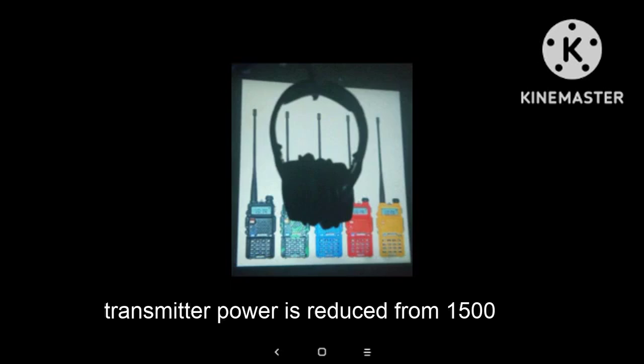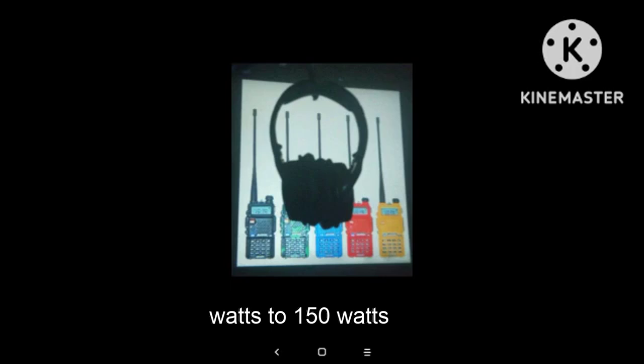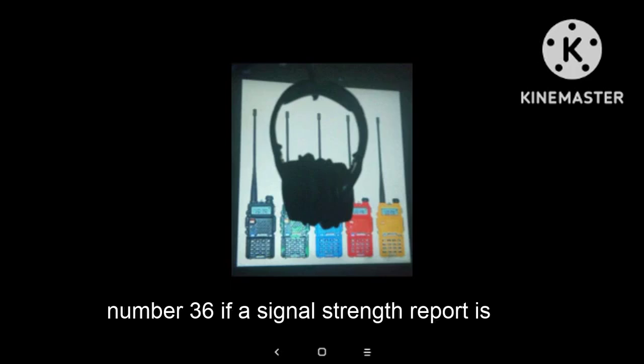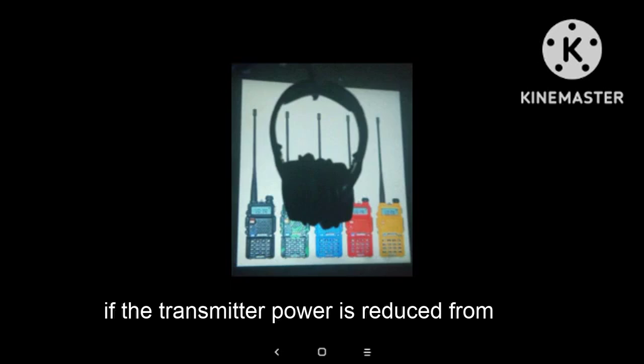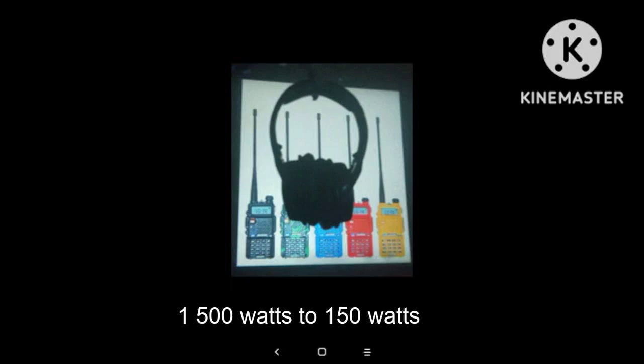the transmitter power is reduced from 1500 watts to 150 watts? S9. Number 36. If a signal strength report is 20 dB over S9, what should the report be if the transmitter power is reduced from 1500 watts to 150 watts? S9 plus 10 dB.